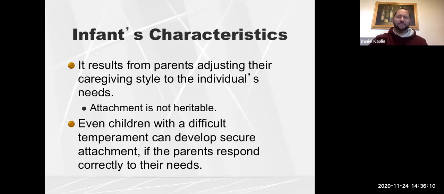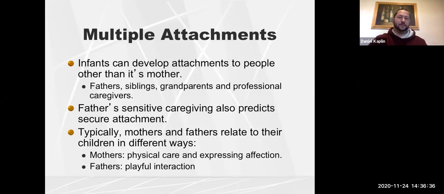So attachment is not heritable, but that doesn't mean that it's not influenced by temperament, right? What's interesting though is that there is an override. So let's take that child who had a difficult temperament. They still can develop a secure attachment, albeit harder, if the parent responds correctly to their needs.